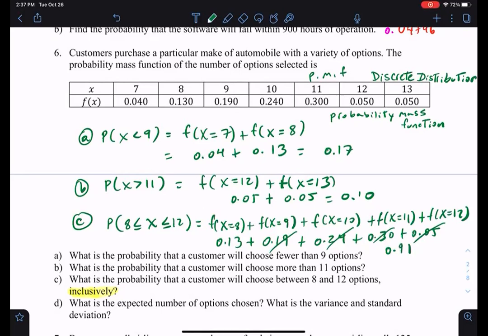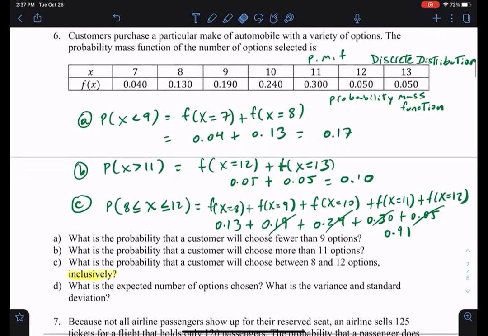Okay. And of course you could just subtract these numbers from 1, right? And then that's 0.9. So 1 minus that will give you the probability. Okay, anyway. What is the expected number of options chosen? So the expectation for the PMF or the discrete distribution is the sum, i goes from 1 to n, of xi times f of xi, right? So that's the expectation. So basically you need to multiply the element times its probability of occurrence, right?